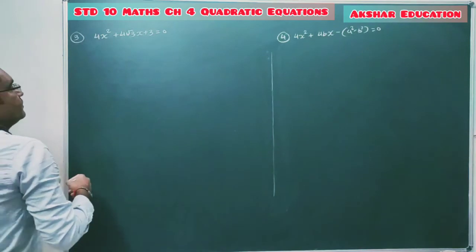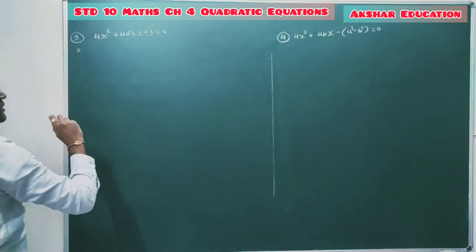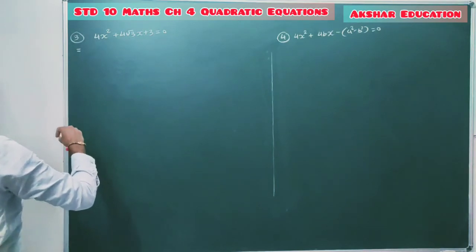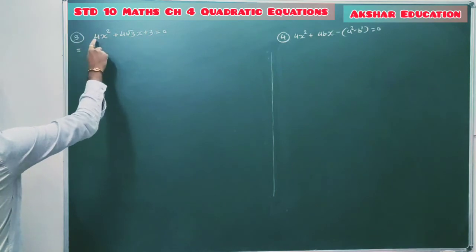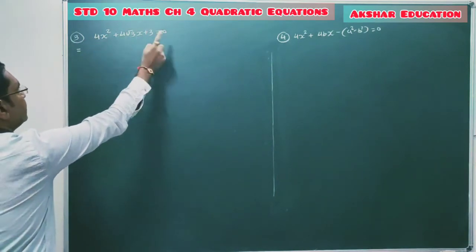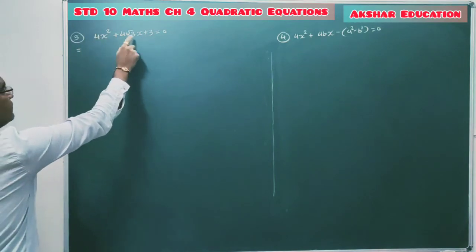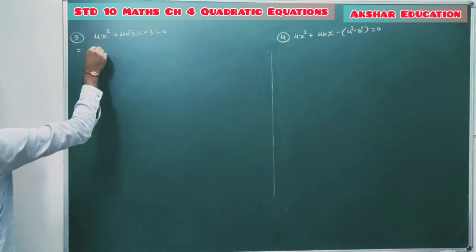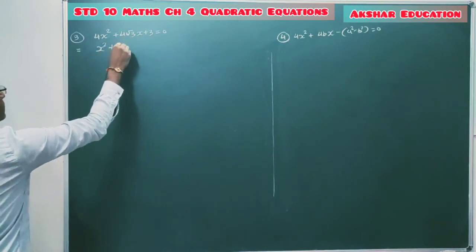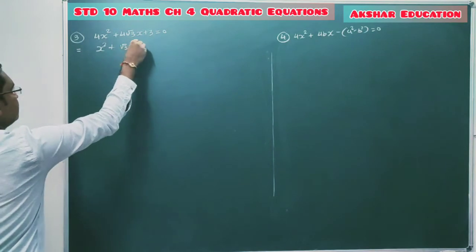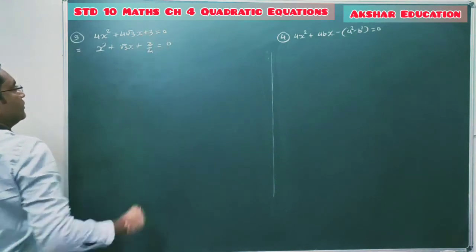Question number 3. We have to find the solution of this given quadratic equation by the completing the square method. So again, what you have to do? First you have to remove the coefficient of this x square term. So first you have to divide this given equation on both sides by 4. For the left hand side you have to divide all these three terms by 4. So we are getting x square plus 4 root 3x by 4, which is root 3x, plus 3 by 4 equal to 0.